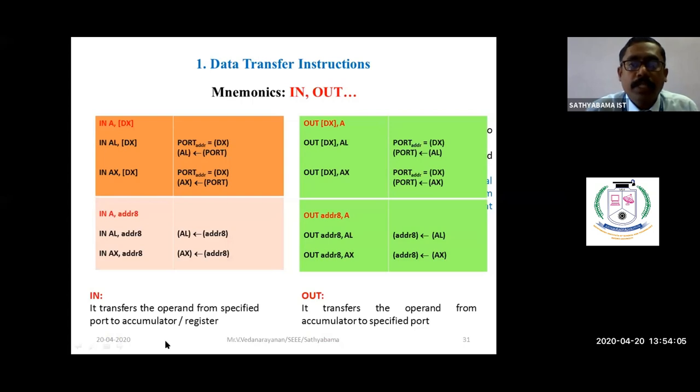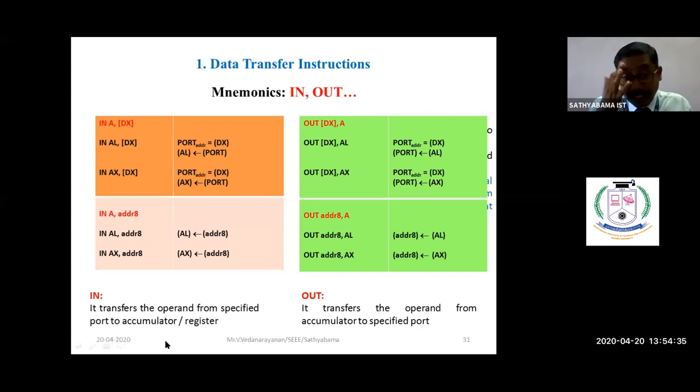Okay, coming to the next category of data transfer instructions, IN and OUT instructions. So you have IN register A comma DX. Okay, so DX specifies your port address, or else IN AX comma DX. If it is an 8-bit address, then IN AL comma 8-bit address.